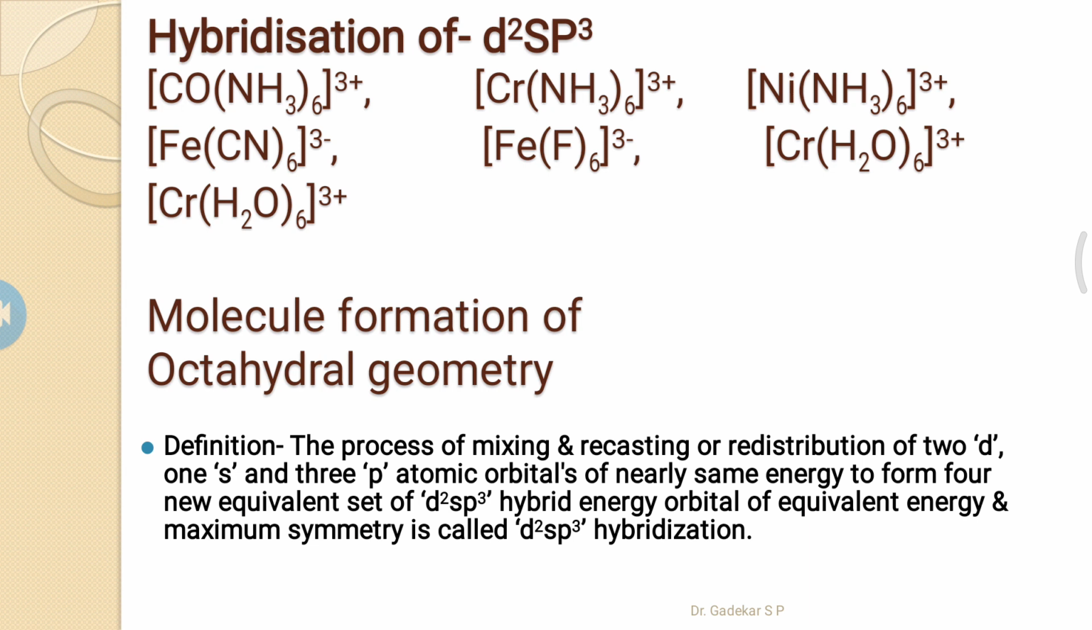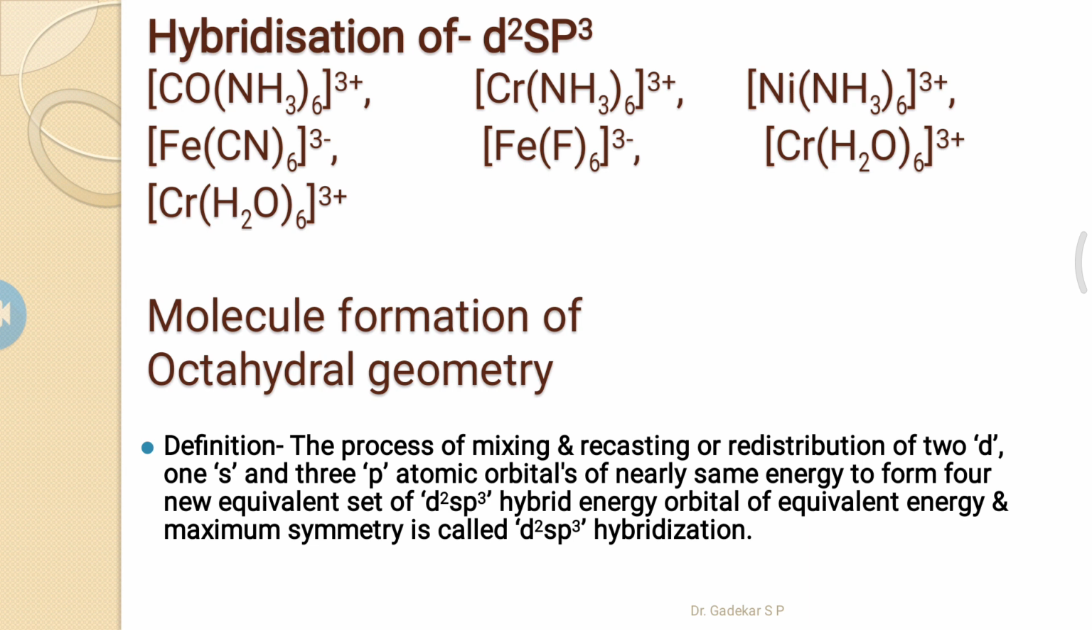Okay, so in this hybridization, molecules form an octahedral geometry. Okay, so this octahedral geometry involves 6 ligands. Okay, if trigonal bipyramidal or square pyramidal geometry, they involve 5 bond pairs or 5 ligands. Here is the definition of d2sp3 hybridization.